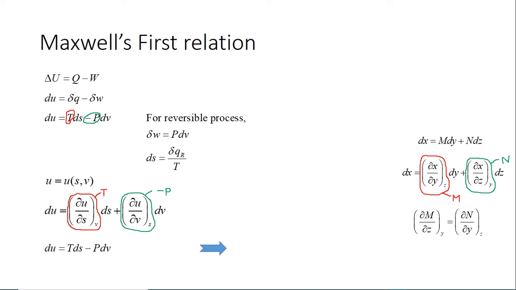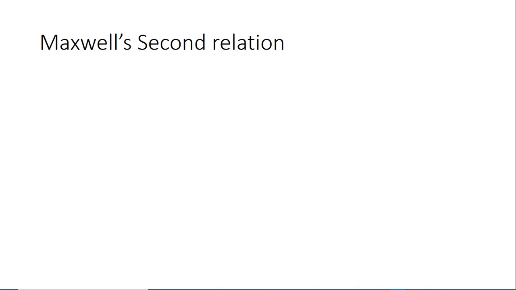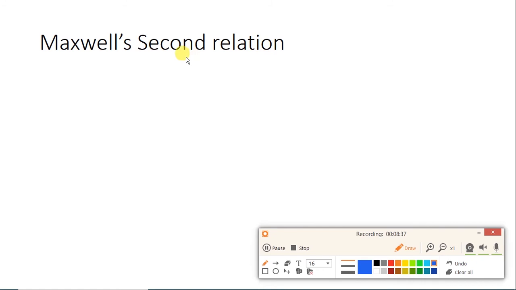So what can you write now? It will be ∂T/∂V when S is constant is equal to, don't forget the negative sign, minus of ∂P/∂S when volume is constant. So this equation is Maxwell's first relation. Now Maxwell's second relation.